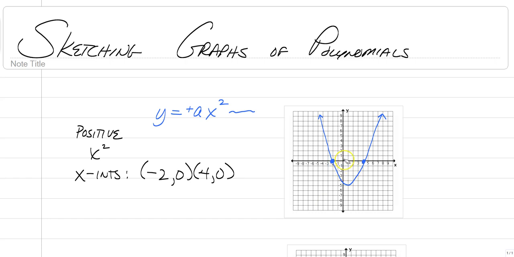I plotted my x-intercepts. It's an x squared function. So we're just going to have a positive one, which means it opens up and goes into positive infinity for both of your end behaviors. And that is a perfect example for me.